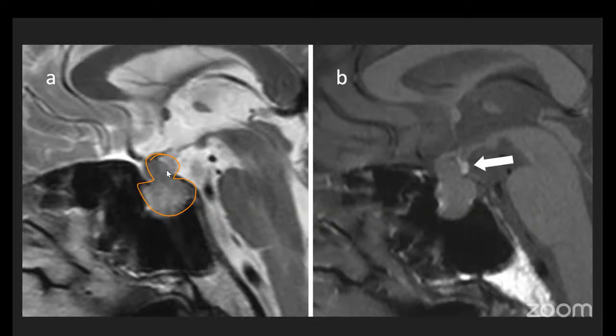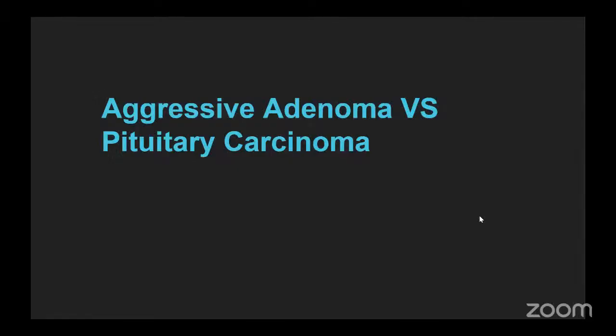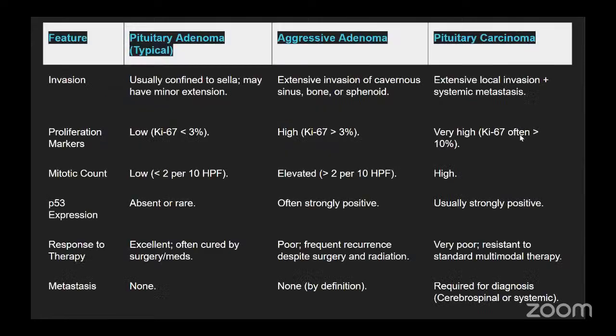Let me move on. We are running really, really late. So, aggressive adenoma versus pituitary carcinoma. Oftentimes we end up leaving them out, so I wanted to include these. Pituitary adenomas have very typical features. I'm not going to discuss them, but aggressive adenomas are the ones with extensive invasion of the cavernous sinus and the bone, which is the sella and the clivus. There can be sphenoid involvement as well.